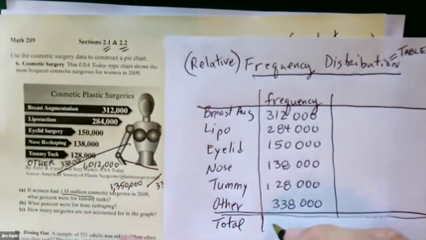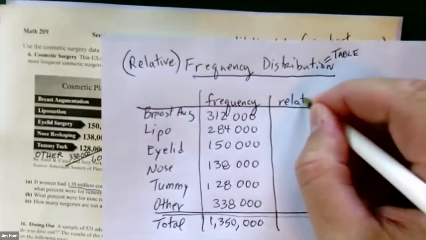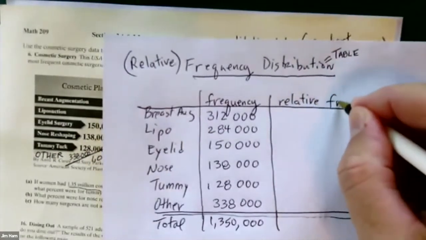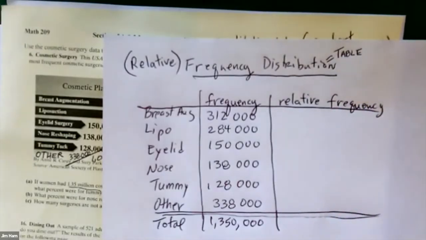And you do need the total, 1.35 million, in order to calculate the relative frequency. So, the relative frequency and frequency are what we use on the vertical axis when we're doing bar graphs or when we're doing histograms.